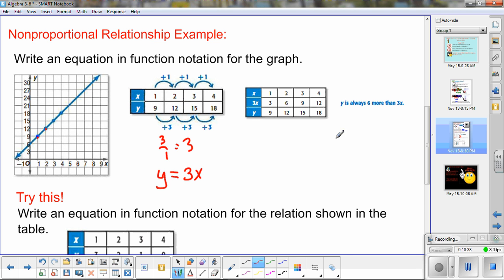If you look over in this table, you'll see what I'm talking about. 1 times 3 is just 3, 2 times 3 is 6, 3 times 3 is 9, 4 times 3 is 12. Those aren't the numbers I'm looking for. I'm looking for these numbers right here. So what I need to do to go from 3 to 9 and from 6 to 12 and from 9 to 15 and 12 to 18, I need to add 6 more after I multiply by 3. So our equation is going to be 3x plus 6.